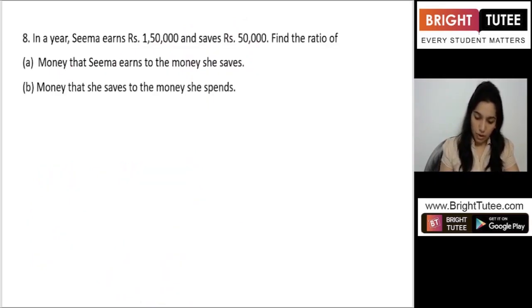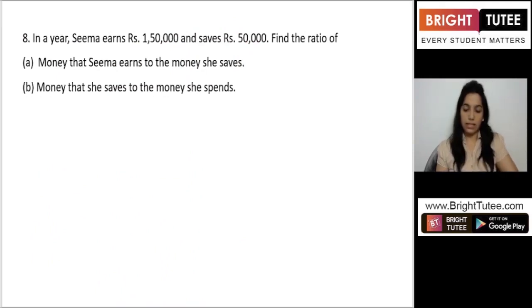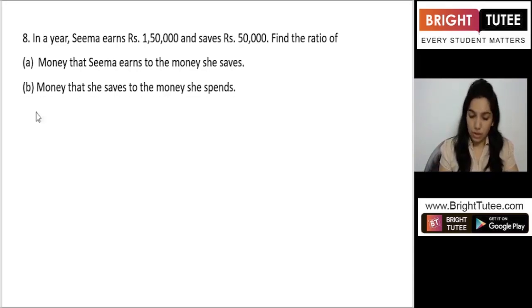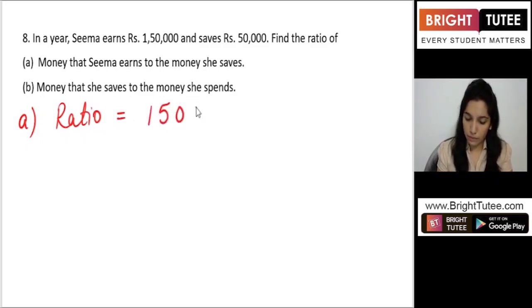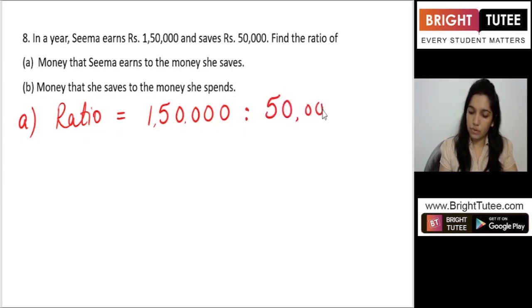Now moving here to question number 8. It says in a year, Seema earns rupees 1,50,000 and saves rupees 50,000. We need to find the ratio of the money that Seema earns to the money that she saves. So let us do the first part. We are going to find the ratio of her earning to her saving. The total money she is earning is 1,50,000, and we are comparing this with the saving, which is 50,000. Is that right?